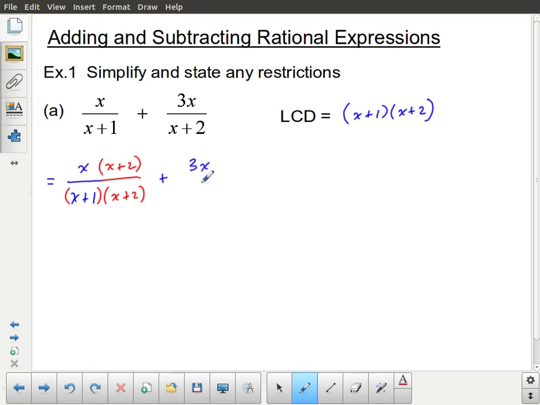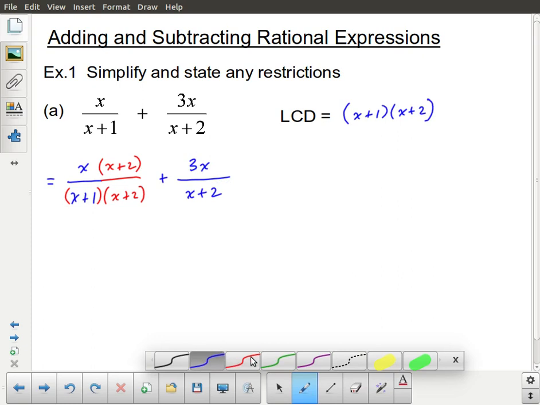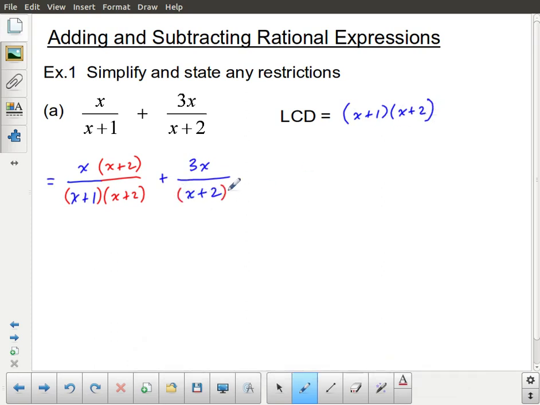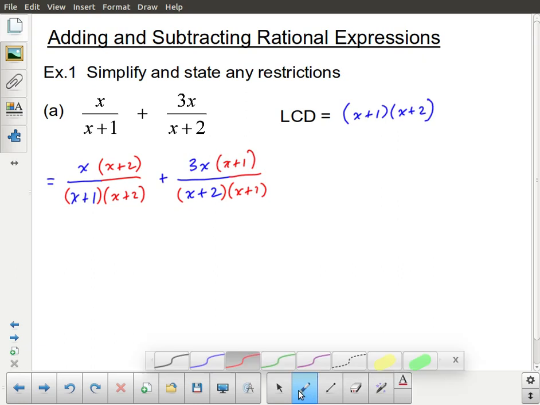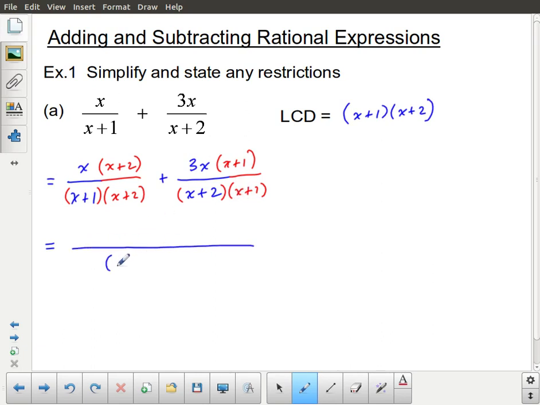Plus 3x over x plus 2. And once again, how do I get an overall denominator of x plus 1 times x plus 2? The x plus 2 is already here, but what's missing is the factor x plus 1. Now, in the numerator, I'm going to expand and simplify. There's no good reason to expand and simplify in the denominator, so I would just leave it in terms of x plus 1 times x plus 2.